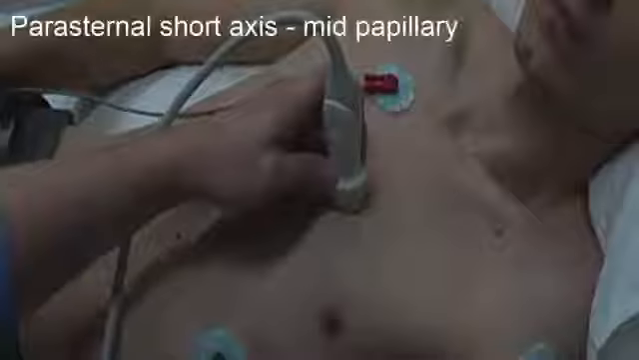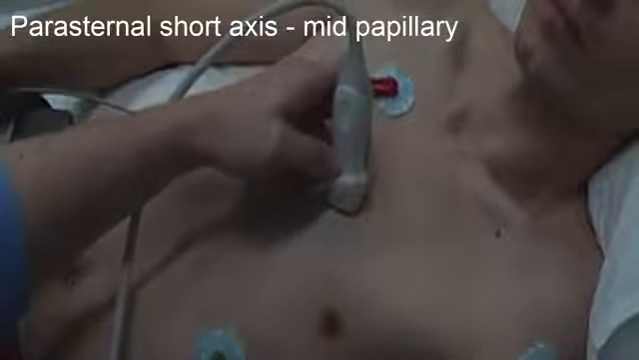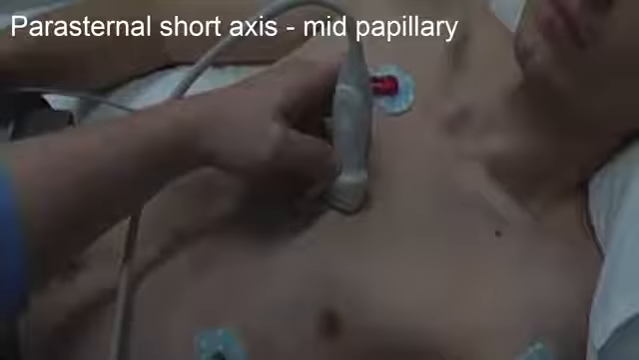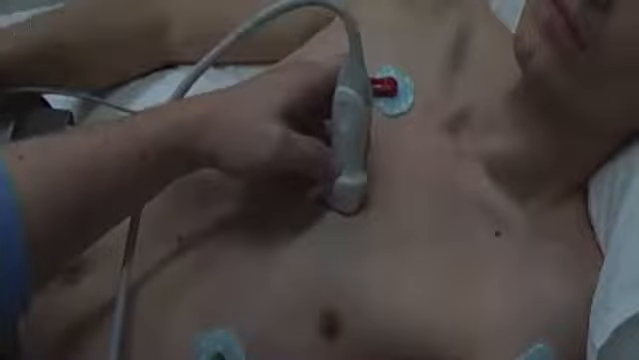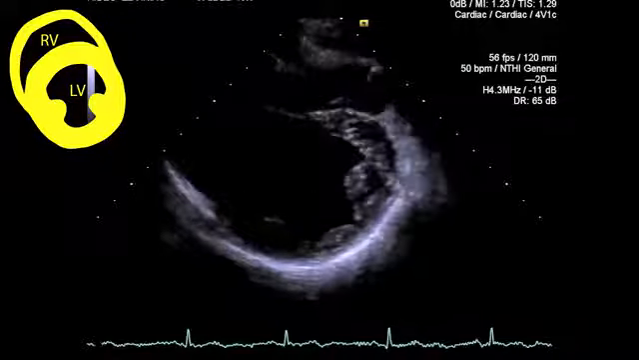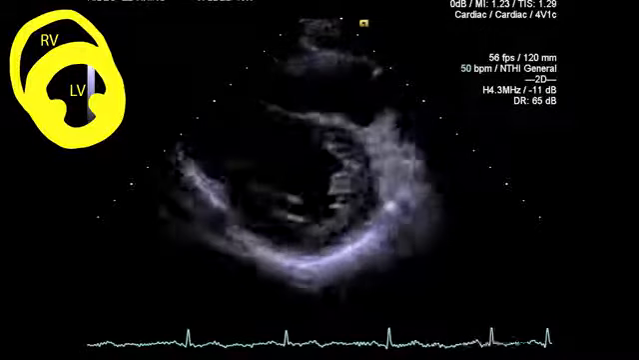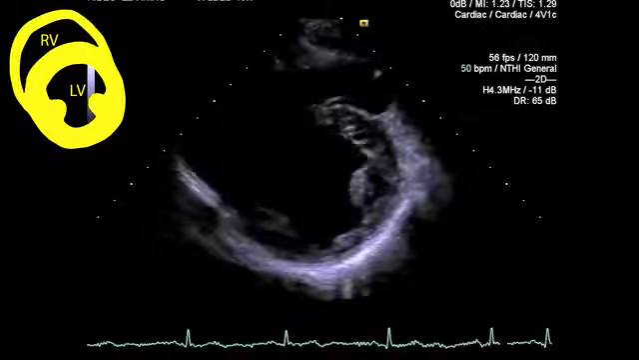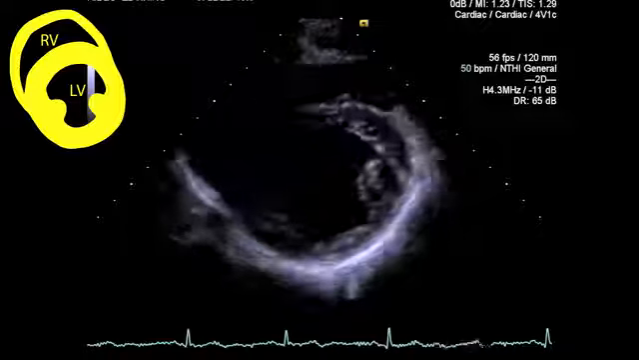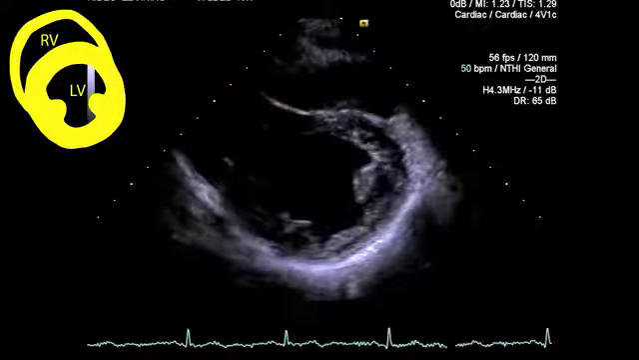The parasternal short axis mid-papillary view is achieved by tilting the probe even more inferiorly down towards the mid-cavity of the left ventricle. Make an assessment of the left ventricular wall thickness, contractility, and look for any gross regional wall motion abnormality. Again, have a look at the pericardium lying around the heart to see if there's any obvious pericardial effusion.